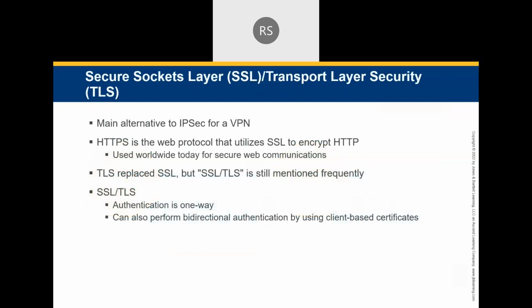Now, the Secure Sockets Layer, we'll talk about this and its successor, the Transport Layer Security. These serve as predominant alternatives to IPsec for your VPN implementations. So SSL and TLS both function as the backbone of secure web communications. You may recognize HTTPS as the secure web protocol. So that encrypts the data that's transmitted over the web.